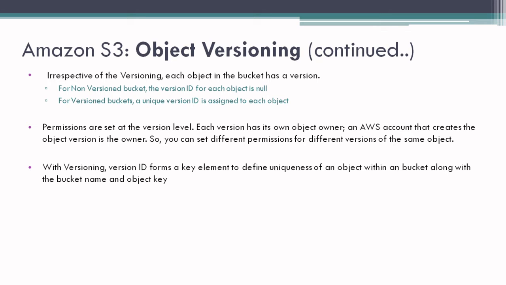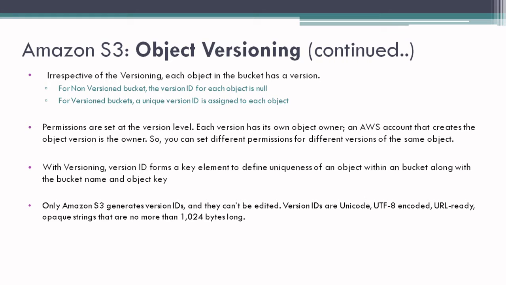With versioning, the version ID forms a key element to define the uniqueness of an object within a bucket, along with the bucket name and object key. So the combination of bucket name, object key and version ID creates a uniqueness for that particular object. You can uniquely identify any object with the combination of bucket name, object key and its version ID.